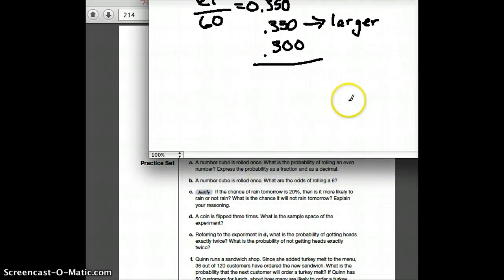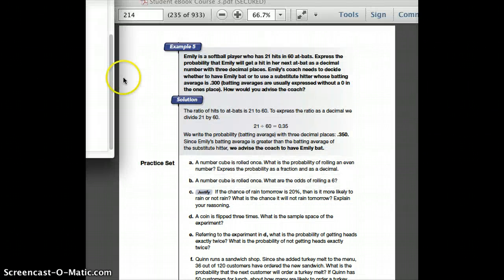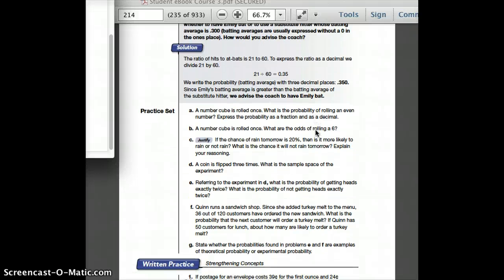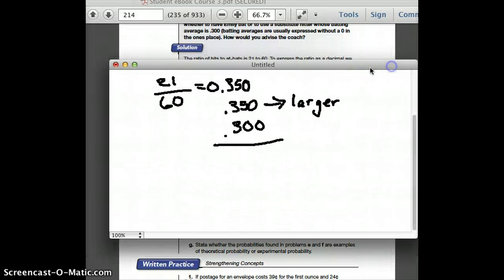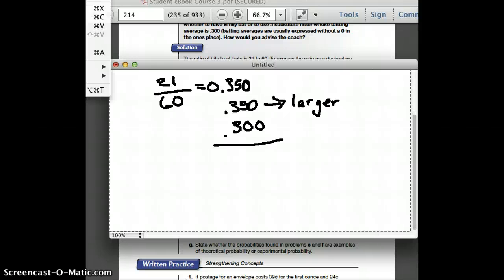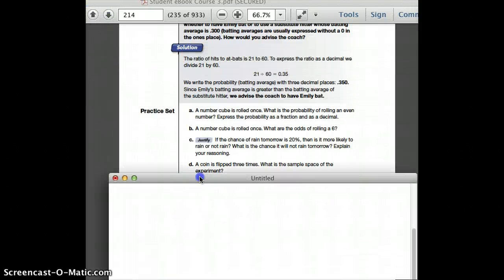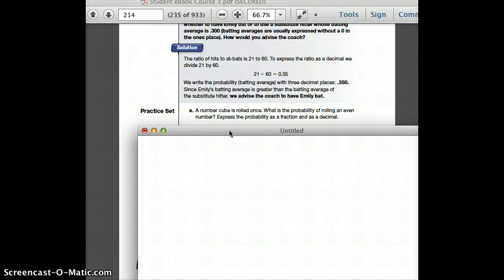Okay, so what I want you to do now is the practice set. Practice set is A through G. I will go ahead and help you out on the first one here. A number cube is rolled once. What is the probability of rolling an even number? Express the probability as a fraction and a decimal.